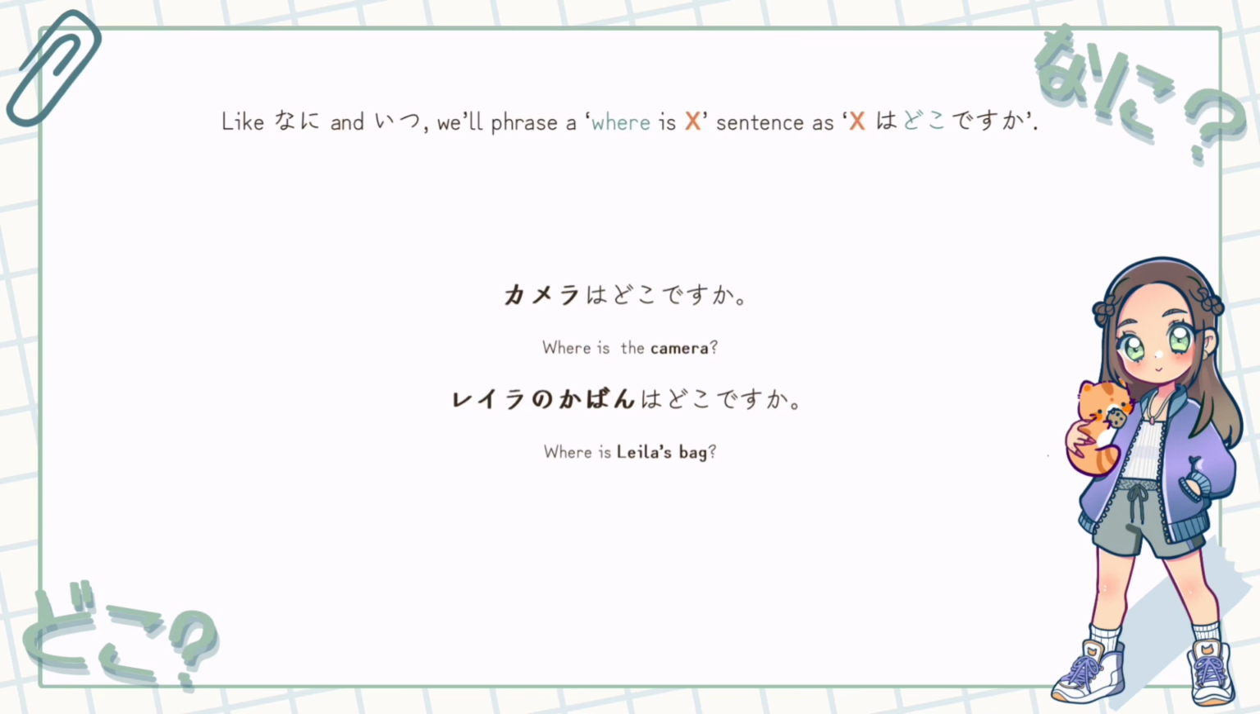Enpitsu wa doko desu ka? Where is the pencil? Nihongo no hon wa doko desu ka? Where is the Japanese book?